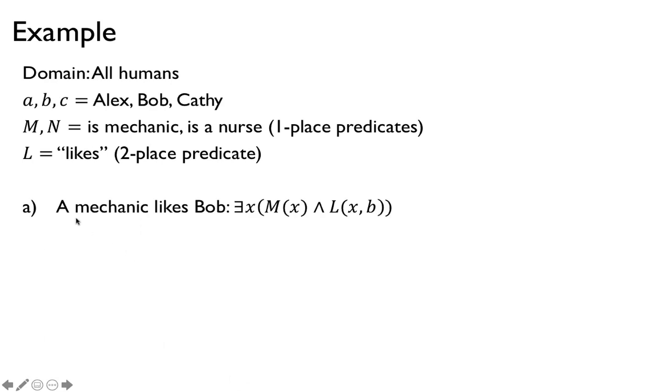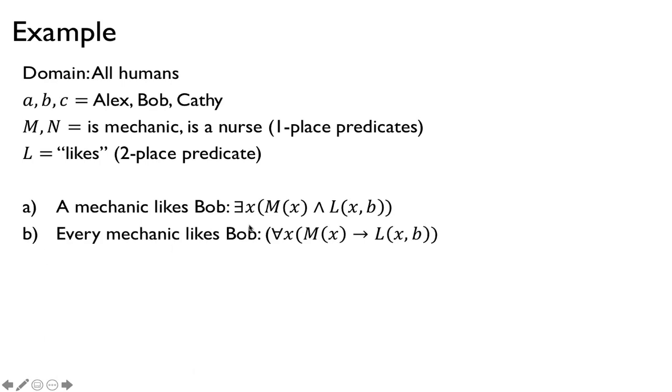So for example, a mechanic likes Bob. So there's an x in the domain, so again, x is human, such that M of x, x is a mechanic, and x likes B. B is Bob. So notice that L is a two-place predicate. It's a relationship between two objects, and M is a one-place predicate. So that usually represents some kind of property, where x is a mechanic, for example. Every mechanic likes Bob. For all x, if x is a mechanic, then x likes Bob.